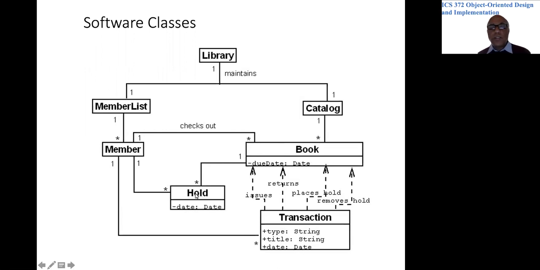Hold is relating member and book, obviously. A member can have multiple holds, a book can have multiple holds. So this is really, we know, a many-to-many relationship. Finally, we have the transaction class, and it is related to the book class because a transaction is created for issuing, returning, placing hold, and removing hold. Those are indicated by these four dotted arcs. A member can have multiple transactions.